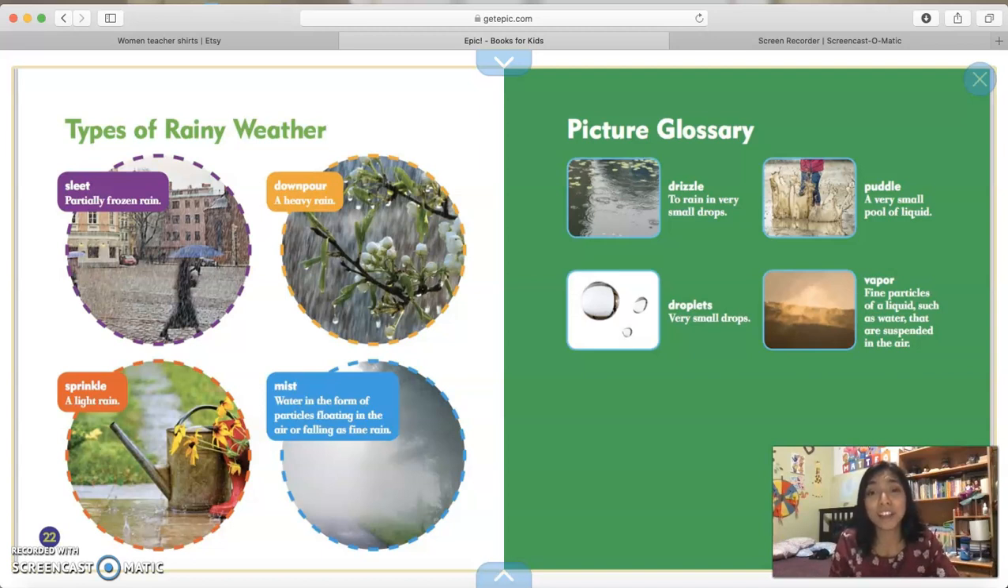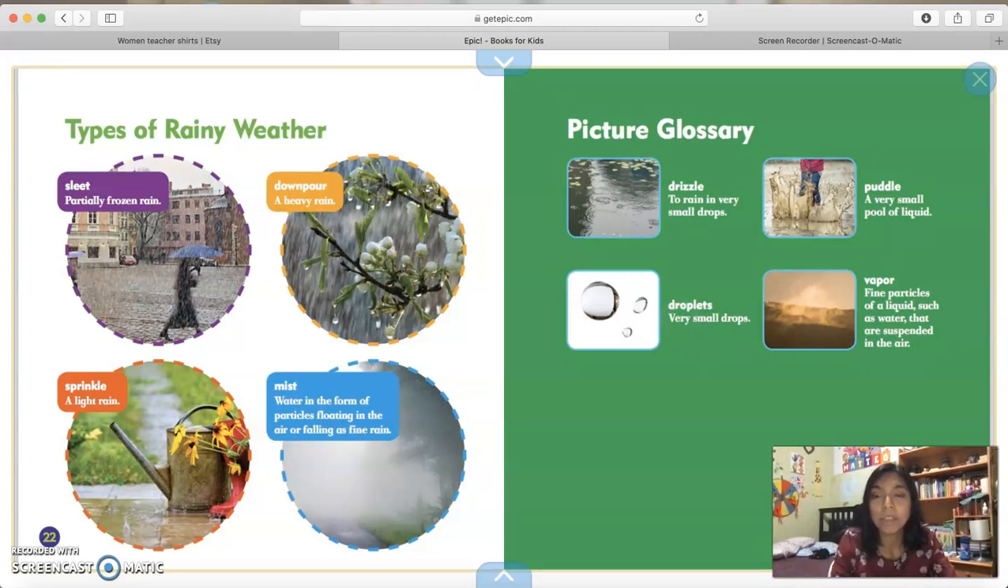And then we have our picture glossary. So drizzle, it's to rain in very small drops. Puddle, a very small pool of liquid. Droplets are very small drops. Vapor is fine particles of a liquid such as water that are suspended in the air. And that is our read aloud for today.